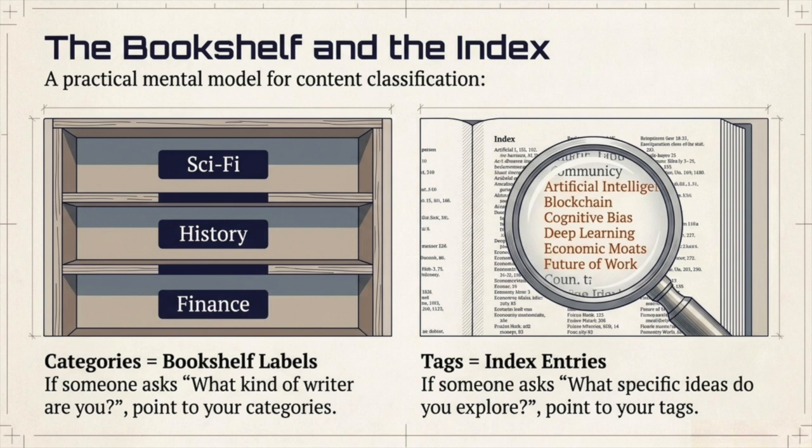Here's an easy mental model. Categories are your bookshelf labels, broad genres like sci-fi or history. Tags, on the other hand, are the index entries at the back of each book, specific terms like artificial intelligence or economic moats. If someone asks, what kind of writer are you, point to your categories. But if they ask, what specific concepts do you explore, show them your tags.